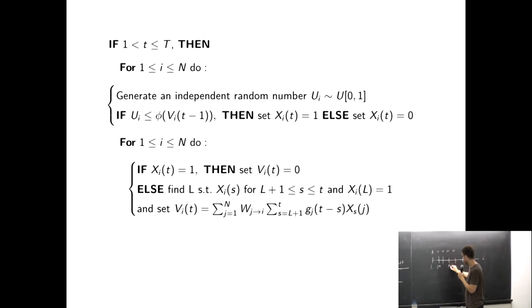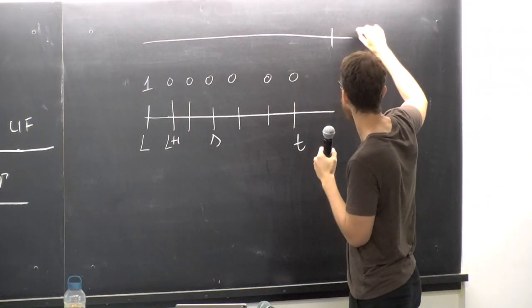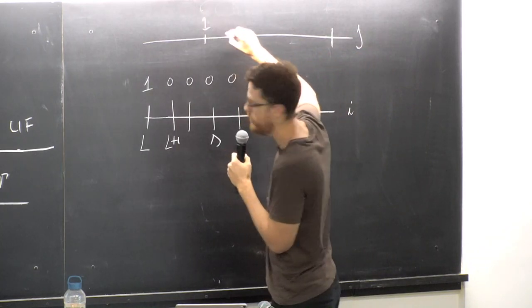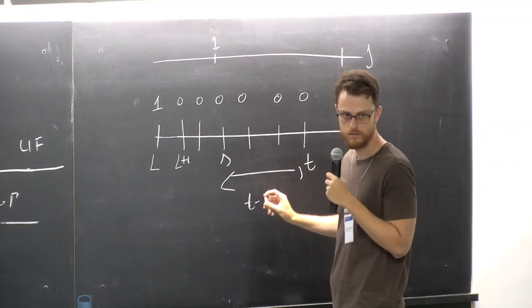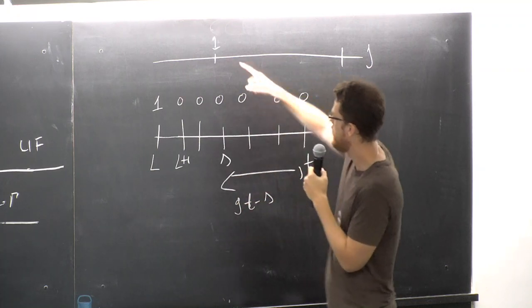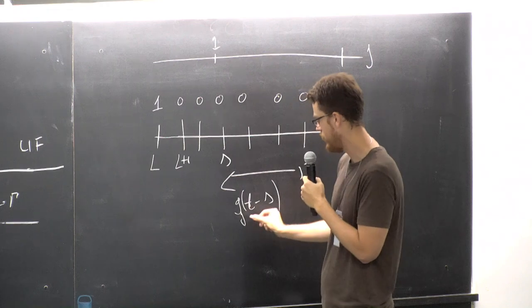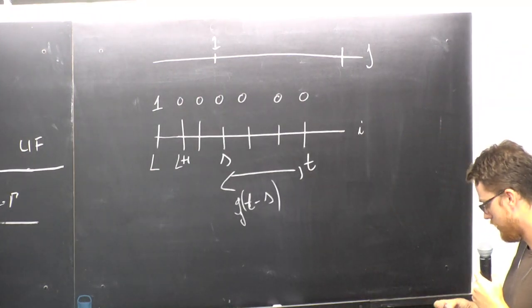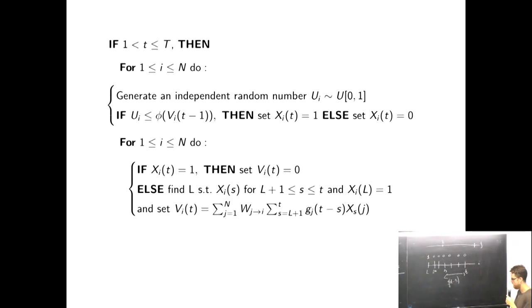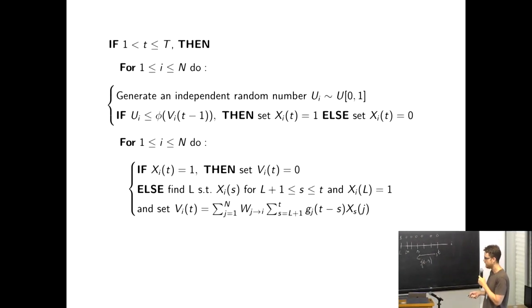So say s is here, and here I have a spike of j. The time that has passed is t minus s. And then the decay of this information is modeled by g_j of t minus s. So I do this whole contribution along the time L plus 1 up to t. And at the end, I put a weight, which is this w_j to i, which can be either positive or negative if the neuron is excitatory or inhibitory.